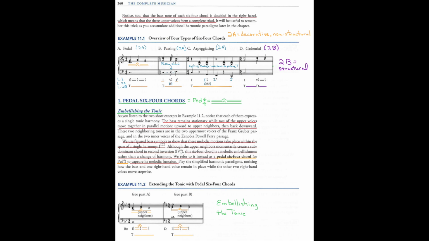So again, I have color-coded example 11.1 in yellow for the 3 types of 6/4 chords, pedal 6/4, passing 6/4, and arpeggiating 6/4, that are all going to go in the level 2A or decorative non-structural position in the phrase model. Take a listen to the pedal 6/4 in letter A.